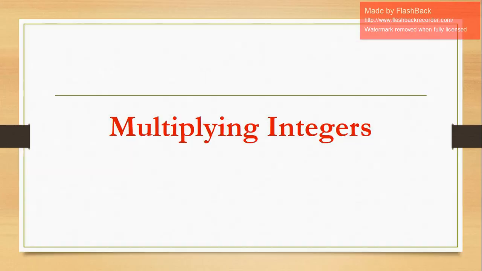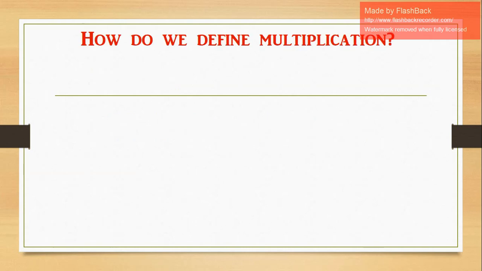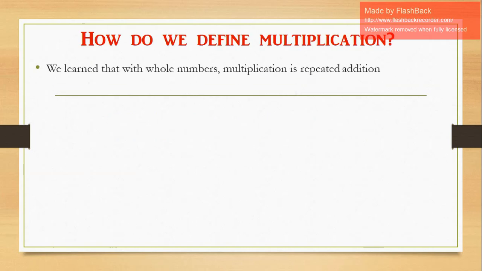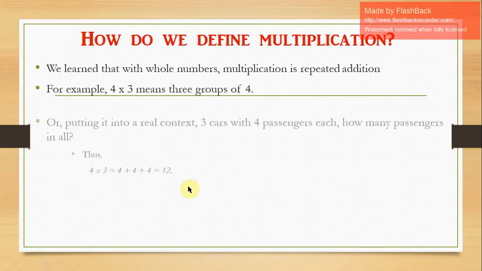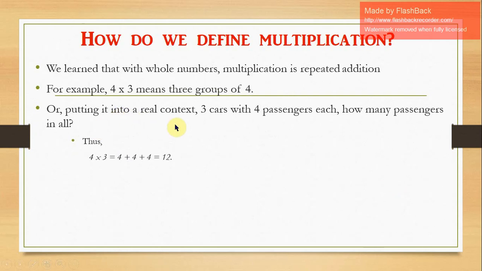So, let's discuss first multiplying integers, but before that, let's define multiplication first. We learned that with whole numbers, multiplication is repeated addition. For example, 4 times 3 means 3 groups of 4. Or putting it into a real context, suppose we have 3 cars and each car has 4 passengers. So, how many passengers in all?